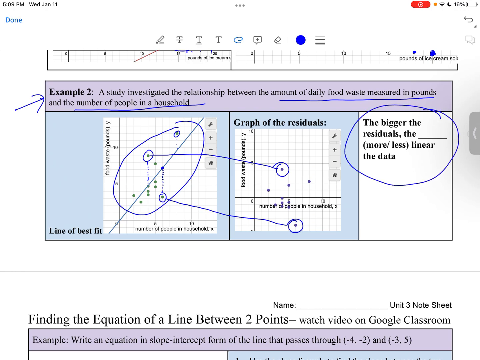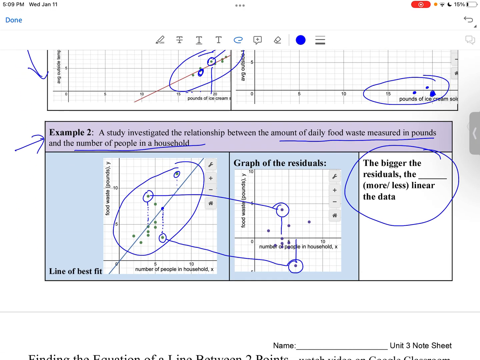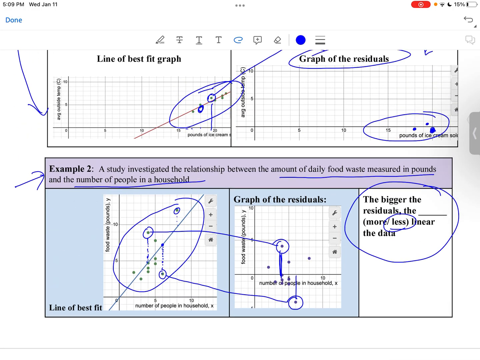And so now you're going to answer this question. The bigger the residuals, so here's an example with really big residuals, as opposed to this example here where our residuals were small. The bigger the residuals, the more or less linear the data. Think about that for a second. Fill in your answer. And if you said less, you are correct. So when you have really big residuals, observed values that are pretty far off what's expected by the line of best fit, that means your data's not as linear.